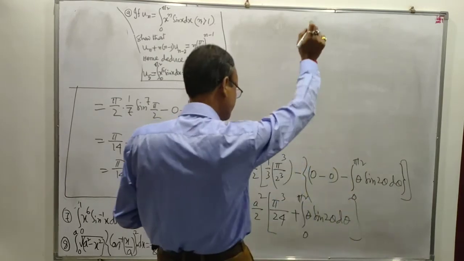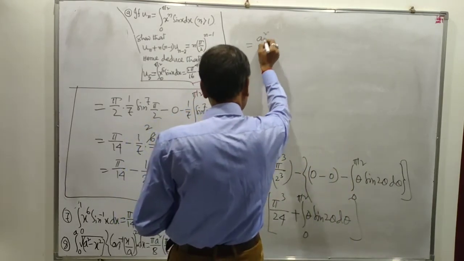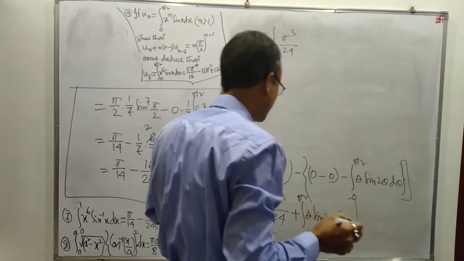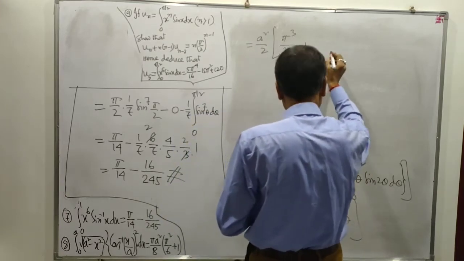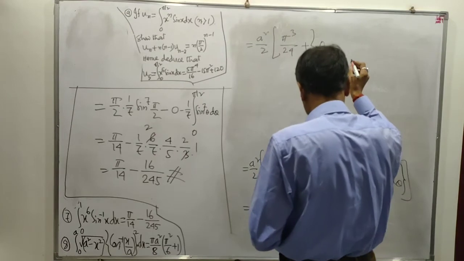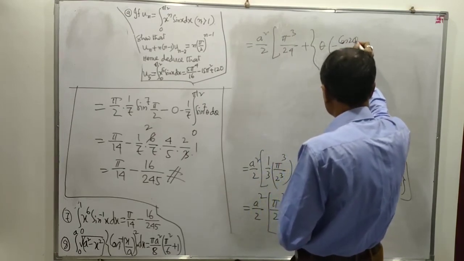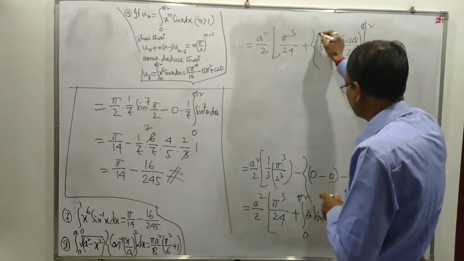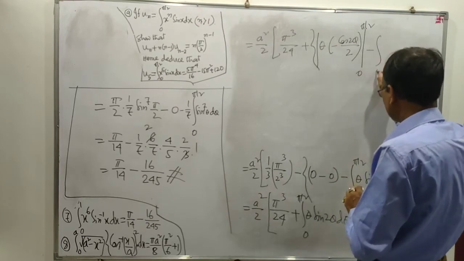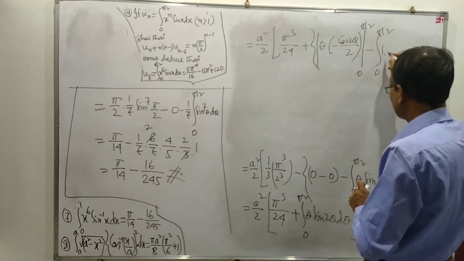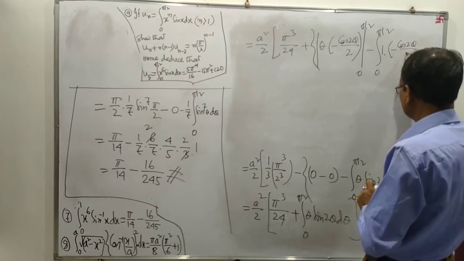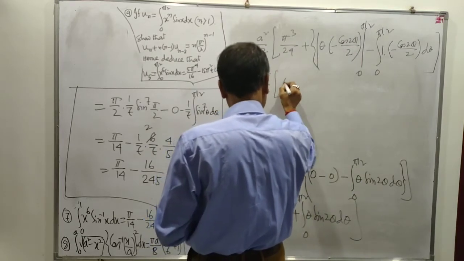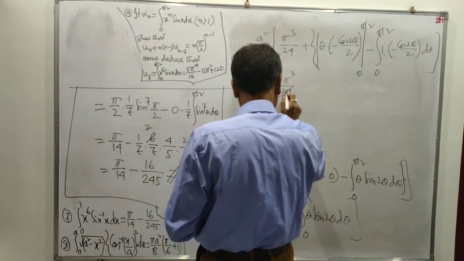This is equal to a square by 2, pi cube divided by 24 plus, put a bracket here, theta into minus cos 2 theta divided by 2, 0 to pi by 2, minus integration 0 to pi by 2, minus cos 2 theta divided by 2. This is equal to a square by 2, pi cube divided by 24.